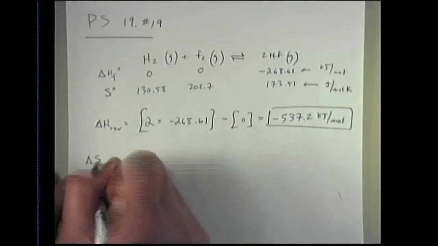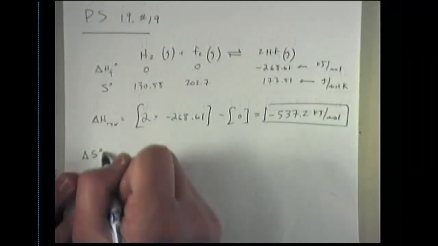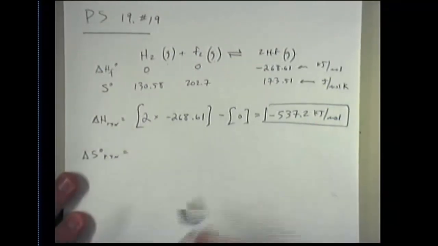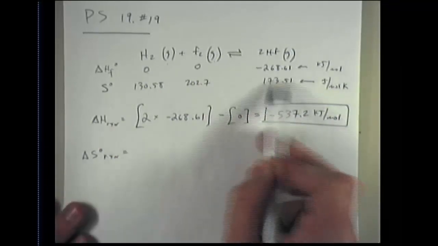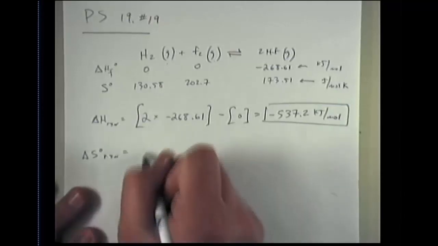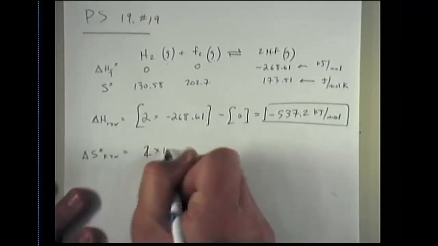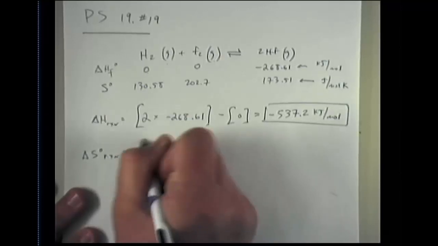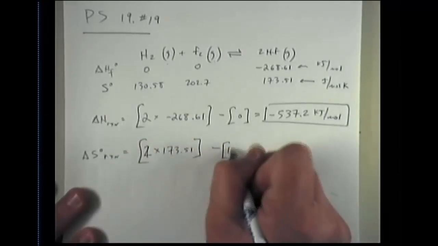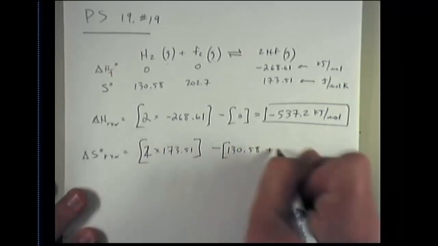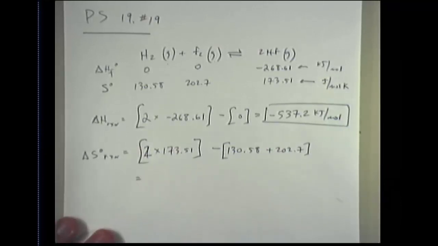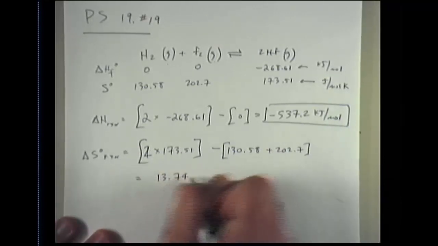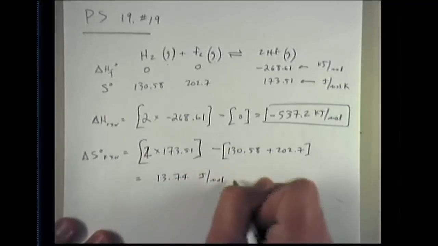In contrast, the delta S for the reaction is going to be equal to the analogous sum of the S value for the product, and subtracted from it the analogous values for the reactants. That's going to be equal to 2 times 173.51 for our products minus 130.58 plus 202.7. When I throw that into my calculator, the final number that I get is 13.74 joules per mole Kelvin.